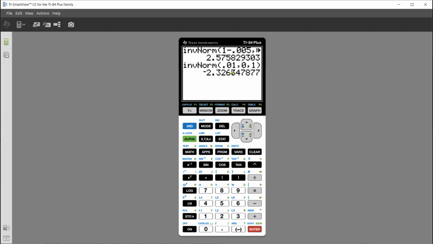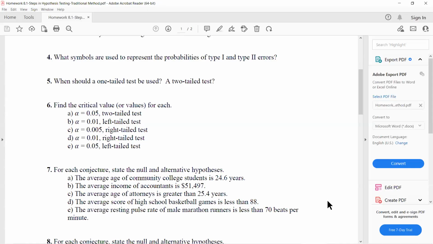Okay. Okay, are we good? So we're ready for D? All right, let's do D. D says alpha is 0.01, but it's a right tail test. Now we just did a left tail a minute ago, okay? What would you expect to be the answer for the right tail here?